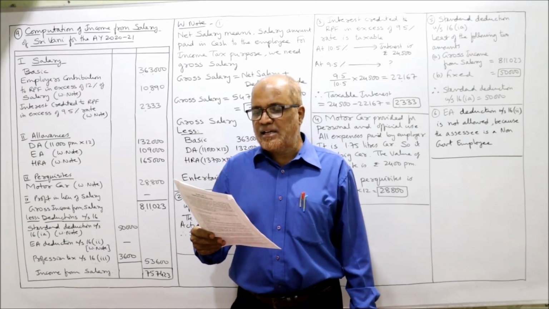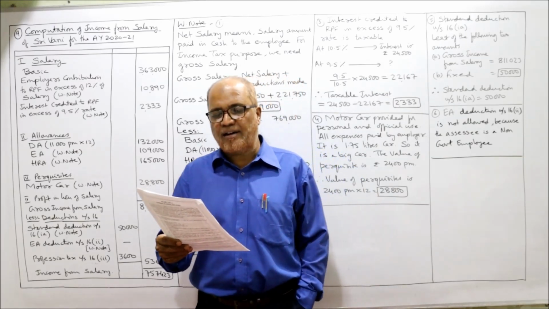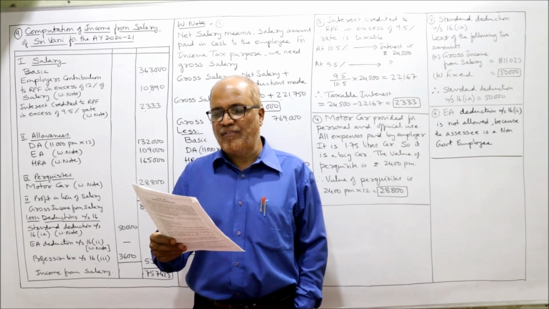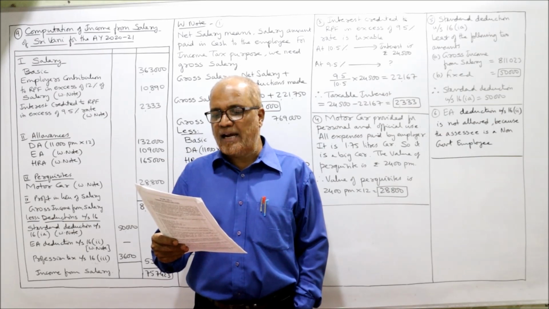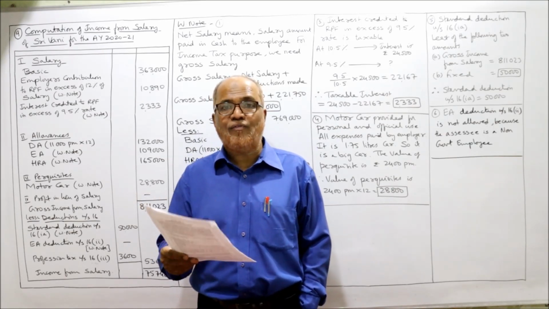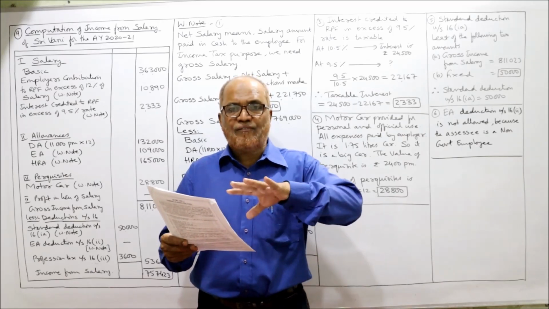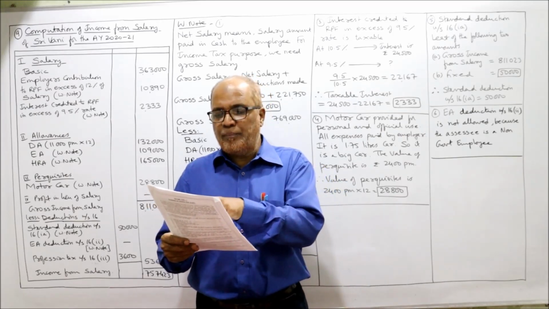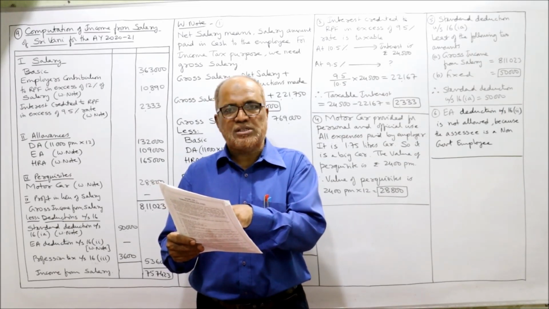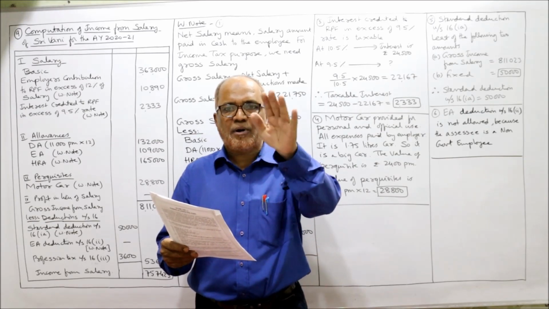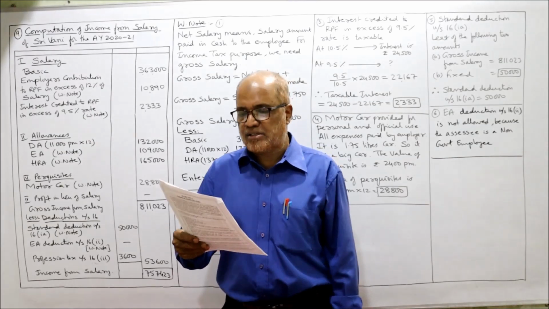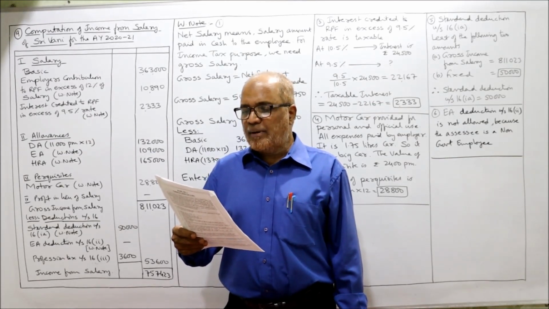Now salary received includes DA at a flat rate of 11,000 per month, HRA 13,750 per month, and the remaining is entertainment allowance. So entertainment allowance is not given, EA. We have to find out EA, because from the total salary we have basic 3,63,000, DA 11,000 per month, HRA 13,750. If you deduct these three amounts from the gross salary, the remaining balance will be EA, entertainment allowance.